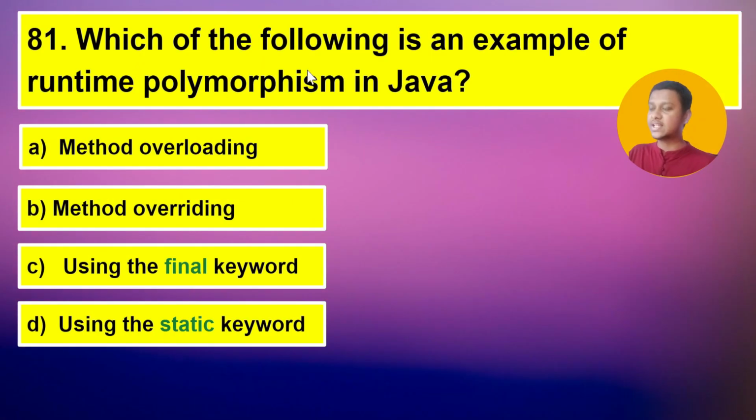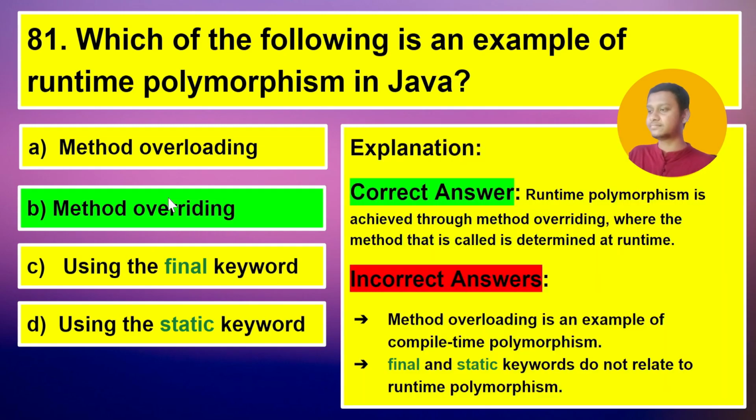Which of the following is an example of runtime polymorphism in Java? Method overloading, method overriding, using the final keyword, using the static keyword. So the correct answer is method overriding.